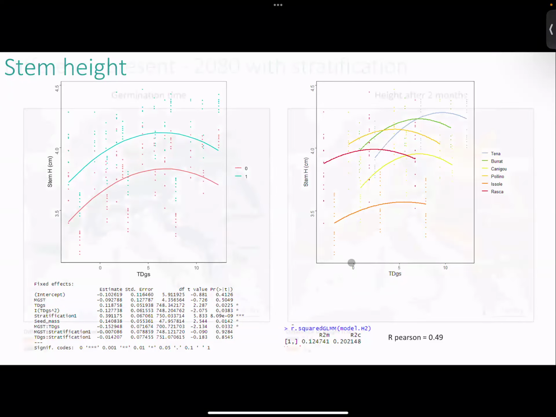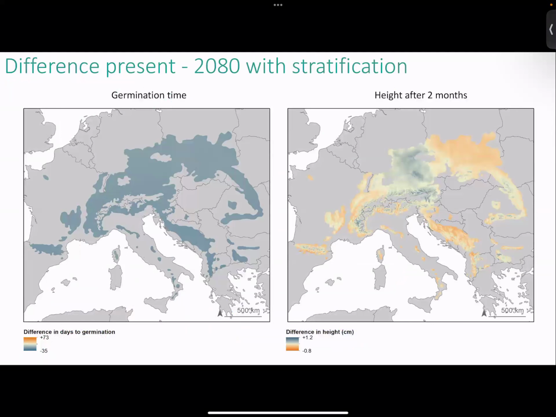And finally, we can derive these reaction norms into maps, into projections of what may happen in the future, also with present conditions, and then make the difference, which is what I'm showing here. And here is a scenario of climate change in which we assume that the cold stratification is happening in both current and future conditions, and we make the difference between the two. And here on the left, we see the map for germination time, and the result is saying that germination time may be hastened along all the species distribution range in these conditions.